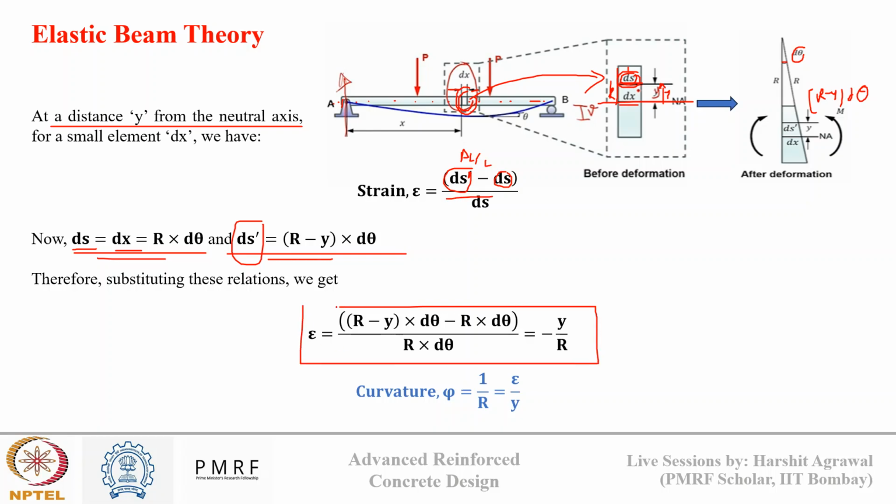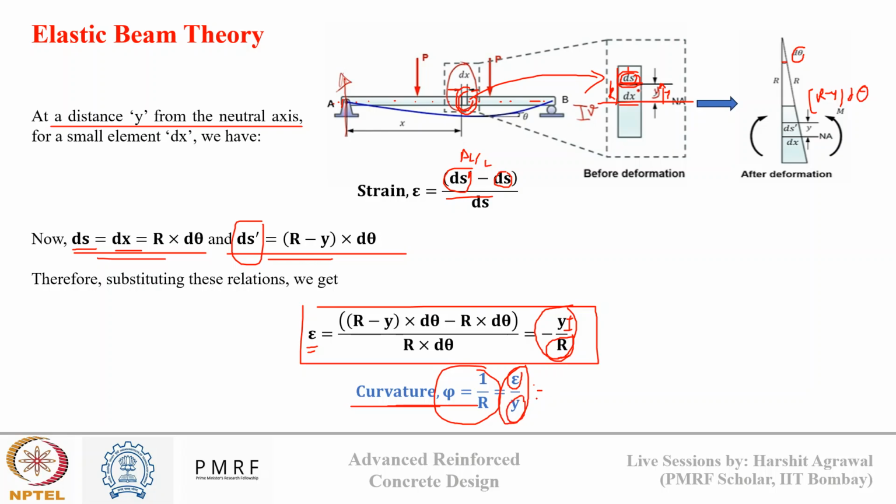Upon solving this equation we'll get that the strain at this element at a distance y from the neutral axis is equal to y upon r. Here y is the distance of the element from the neutral axis and r is the radius of that curvature. So we can write curvature as phi equal to 1 by r, which is nothing but strain upon the distance from the neutral axis. This is how curvature is related to the strain and the neutral axis depth.